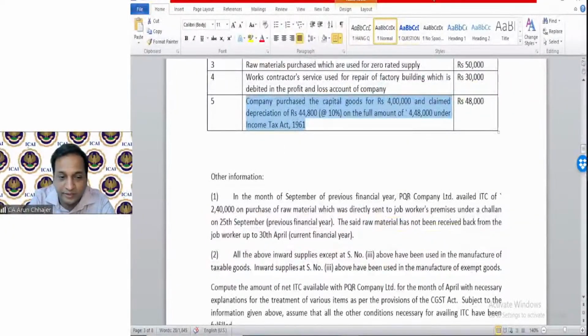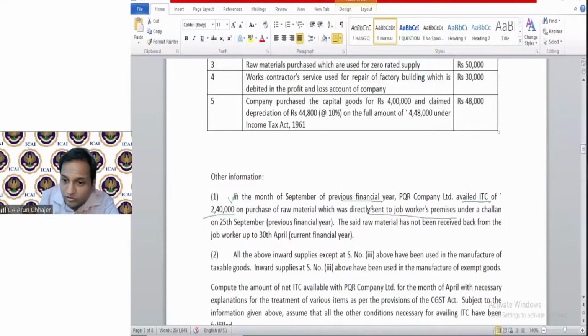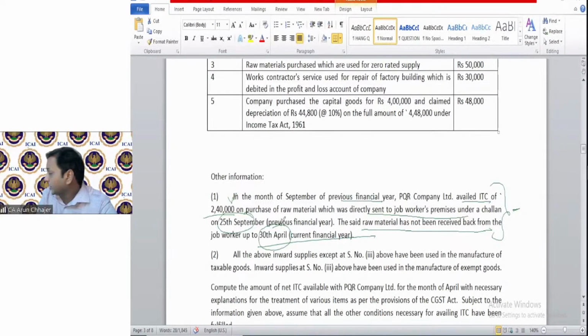But we have not read this particular first other information. In the month of September of the previous financial year, PQR Company Limited availed the ITC of 2,40,000 on purchase of the raw material, which was directly sent to the job worker premises under the challan on 25th September. The said raw material has not been received back up to 30th April. Will it create the liability? Will it create the liability if the goods are not received back by this 30th April? Please give me some provisions by which I can conclude this particular point number 1.